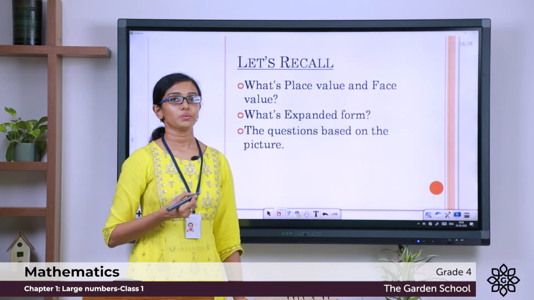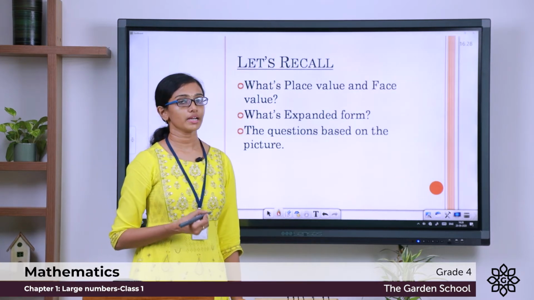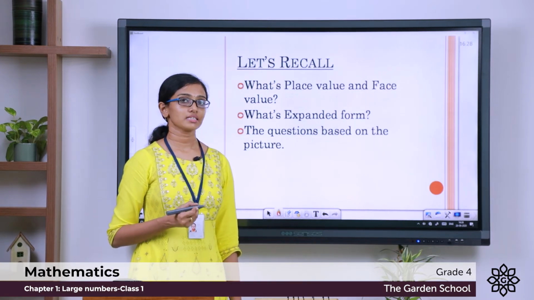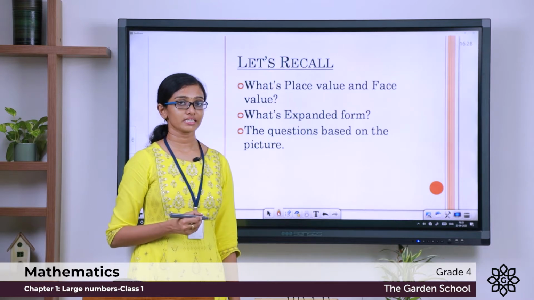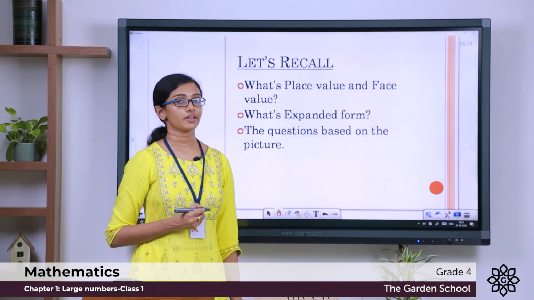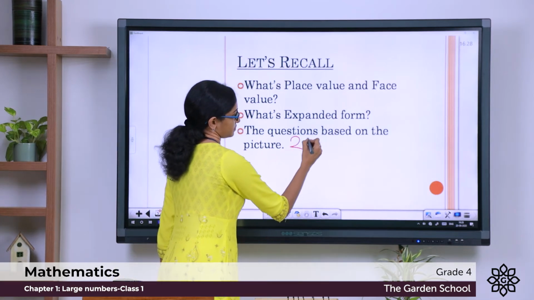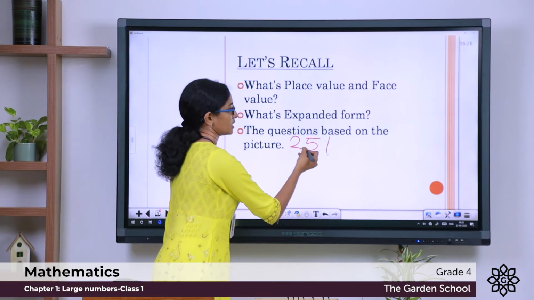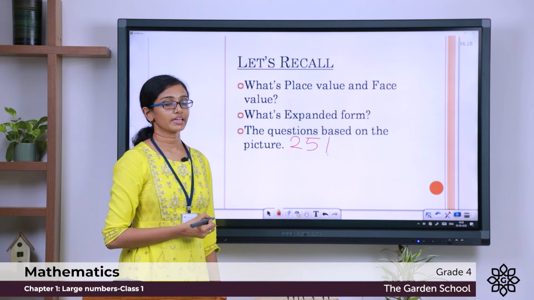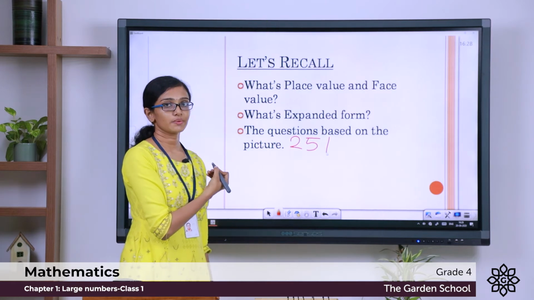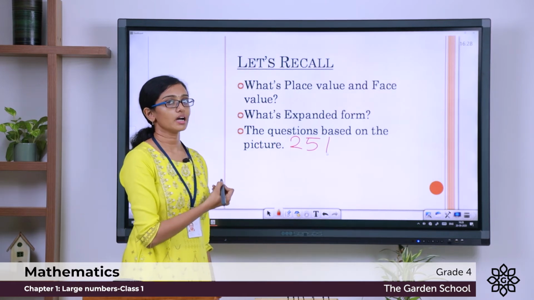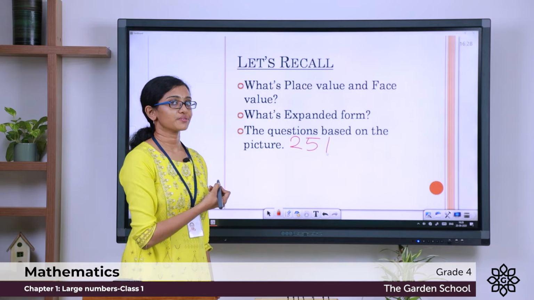So now let's see what do you mean by the expanded form of a number. When you are writing a number as the sum of the place values of its digits, we call it as the expanded form. Let's see that with an example. I have written a 3-digit number here. It has 1 in ones place, 5 in tens place and 2 in hundreds place. Let's see the place values.